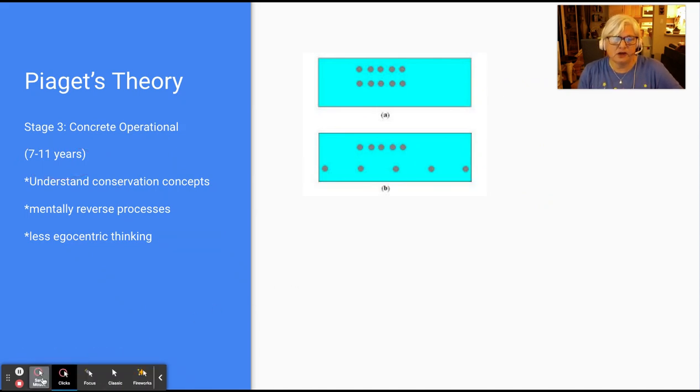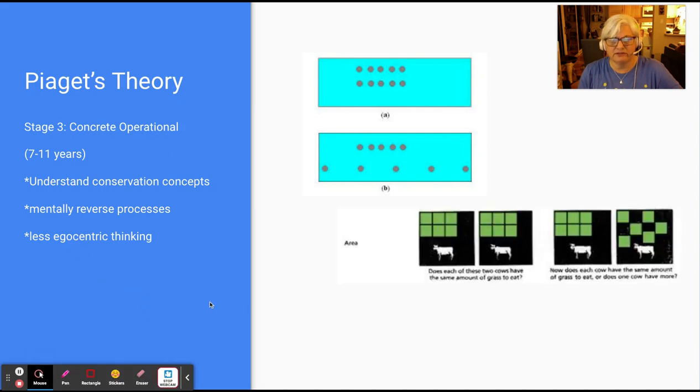The last stage, oh, there's one more picture I think I have on here for you. This is another little test. Do each of these two cows have the same amount to eat? Obviously, they do. Well, how about in this second picture? You can see how a kid without the conservation concept would think that this cow probably has more grass, but they don't. It's actually the same amount. So that's that idea of conservation.